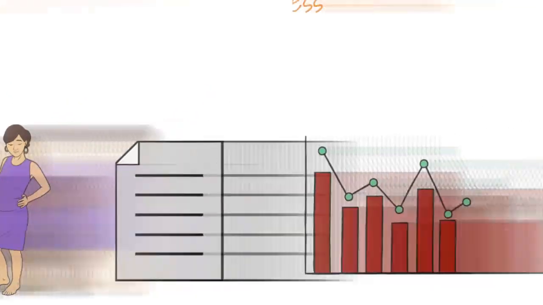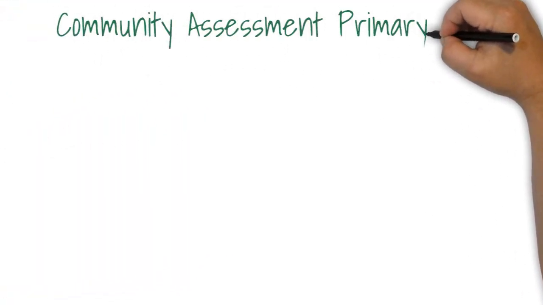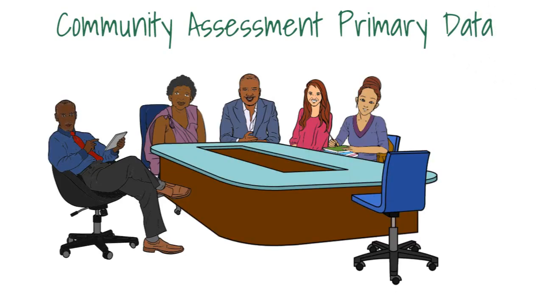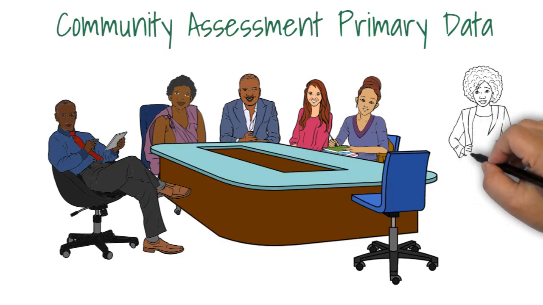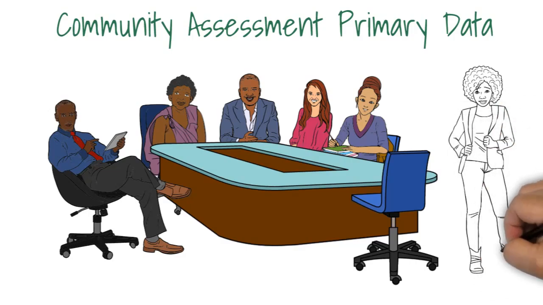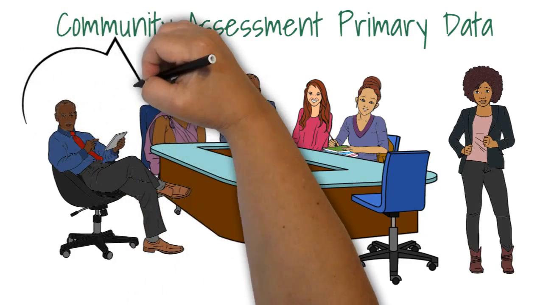This video will explain our approach to gathering community assessment primary data. Using qualitative research methods, our team gathers this information through interviews, surveys, and sometimes focus groups. This data comes from the original source. In research, we regard this as the best kind of data.